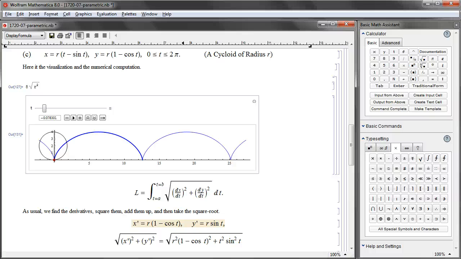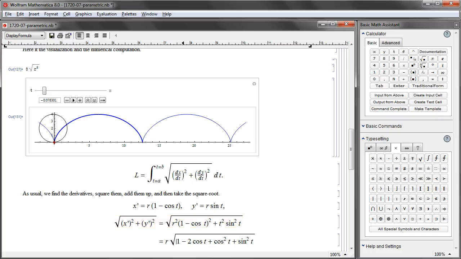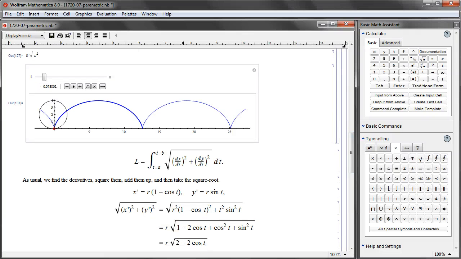Now we want the integrand, the square root of x prime squared plus y prime squared, so square them, and we have r squared times (1 plus cosine of t) squared plus sine squared of t, and breaking up this complete square here, we get the next line like this: 1 minus 2 cosine of t plus cosine squared. And then do you see this simplification? Cosine squared plus sine squared equals 1. Good. We have this manipulation so far.